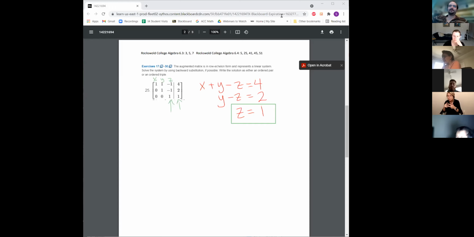We plug in z here, and then it's going to be y minus z equals 2. Our z is 1, and we move it to the other side, and it's going to be y equals 2 plus z, and our z equals 1. 2 plus 1 equals 3, and our y equals 3, right? You plug everything into the first equation, you are going to find your x. Right, teacher? I don't know if I explained it well.